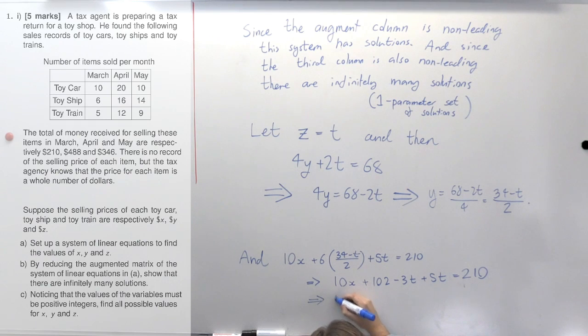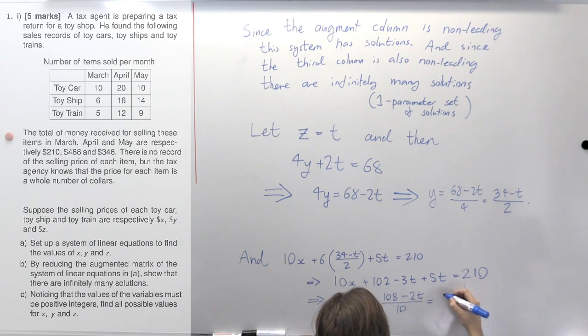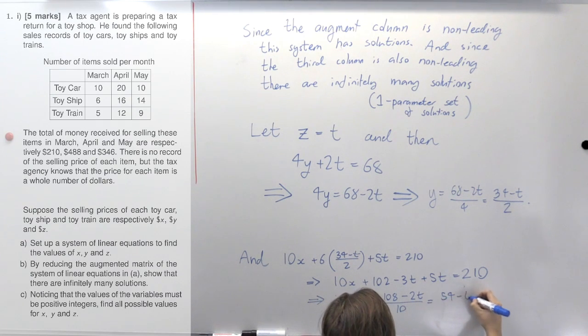So I'm getting that 10x, well, let's move that over to give me a 108 equal to 108. This becomes a plus 2t, so move it over into minus 2t. And I might actually just clean that up right away, divided by 10, which is the same as 54 minus t over 5.